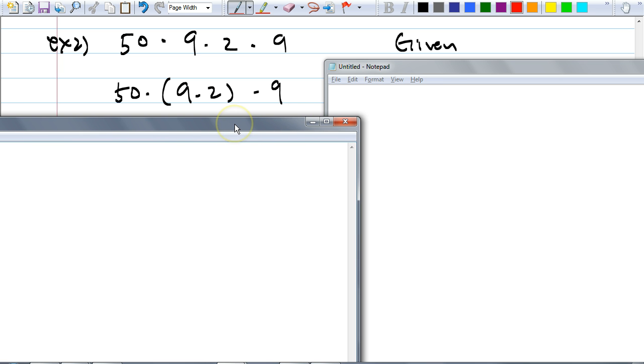So write this down. I want you all to think about this. I'll call on somebody at random. All right, write this down: 50 times 9 times 2 times 9. Now, instead of that, they have a parentheses, a grouping symbol, in the middle, around 9 and 2. Samuel, what property do you think they're using here?